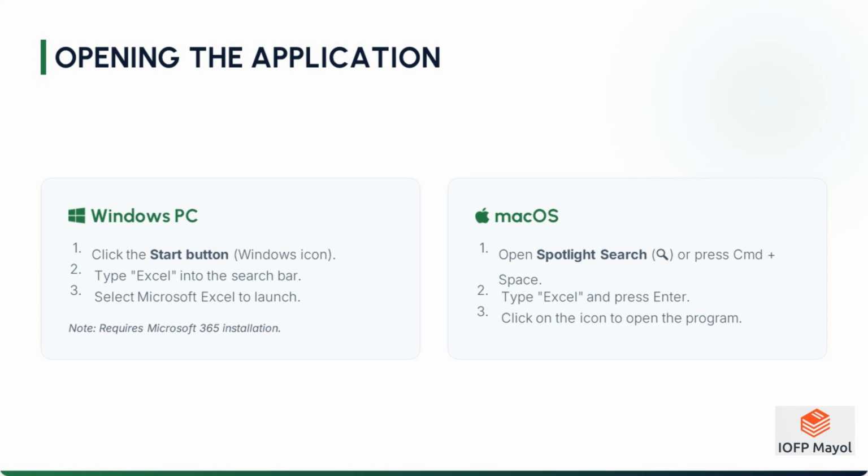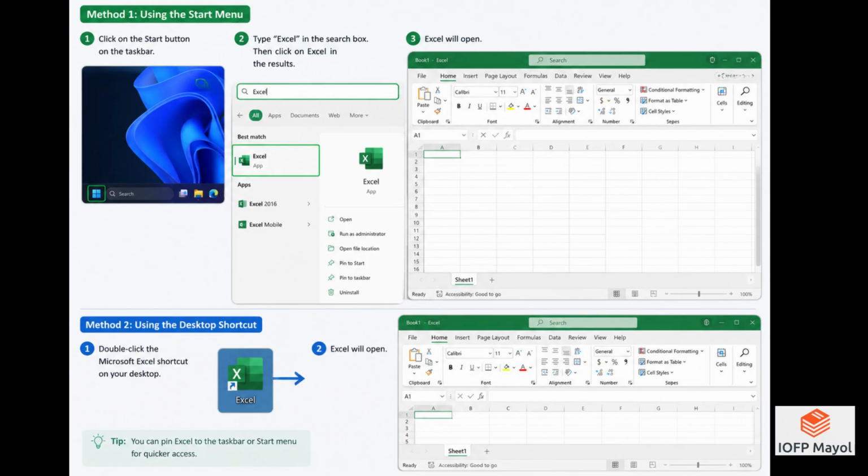On a Windows PC. First, click the Start button, the Windows icon in the bottom left corner. Second, type Excel into the search bar. Third, click Microsoft Excel from the search results to open the program.